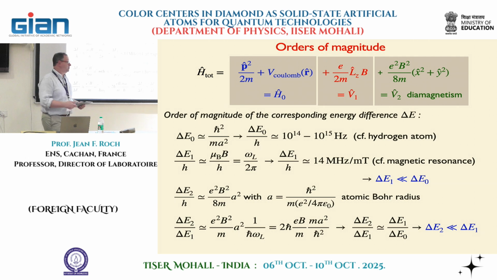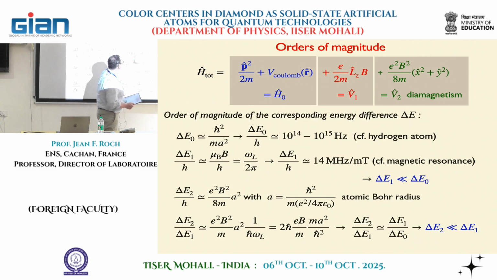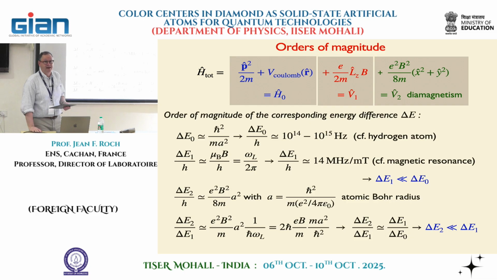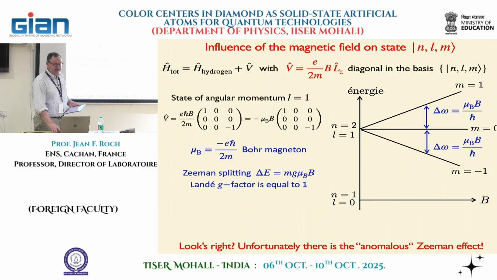And if I now look at the second term, proportional to B squared, you can show that it is smaller by the same ratio. So if I remain at first order perturbation, I can take into account only the linear term and forget the term which is proportional to B squared. And this is responsible for diamagnetism, as you might know.